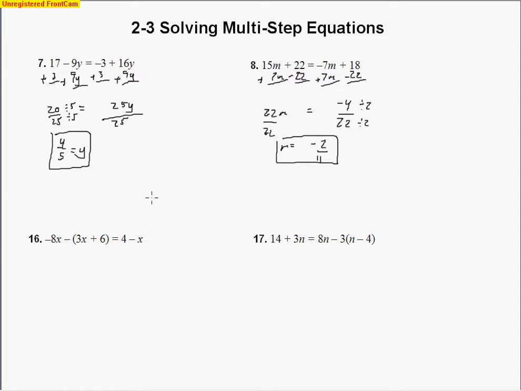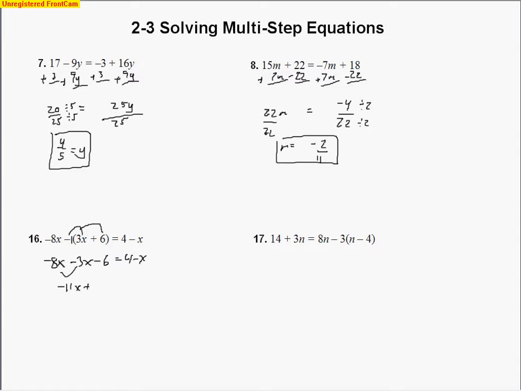So on this one I have to distribute. When we see a minus sign right in front of the parentheses, I'm thinking of this as negative 1. I'm going to distribute that over both terms. So I'm left with negative 8x minus 3x minus 6 equals 4 minus x. So I collect like terms right here. They're the same sign, so I'll add them together.